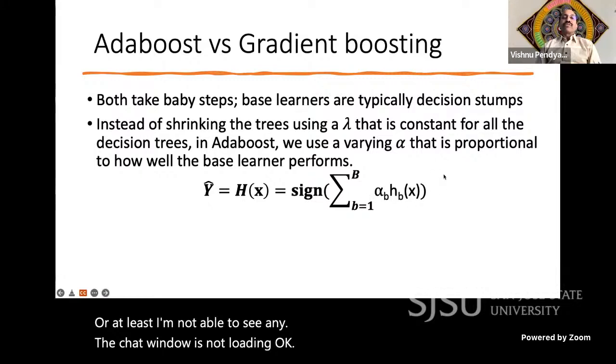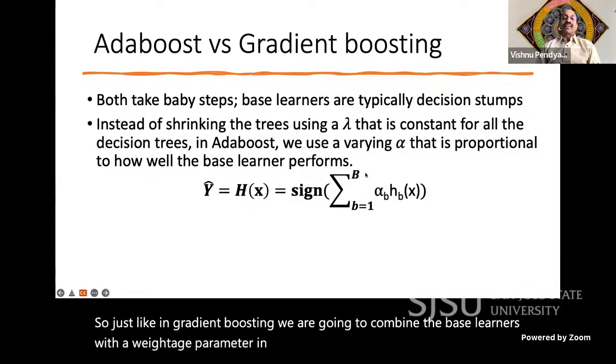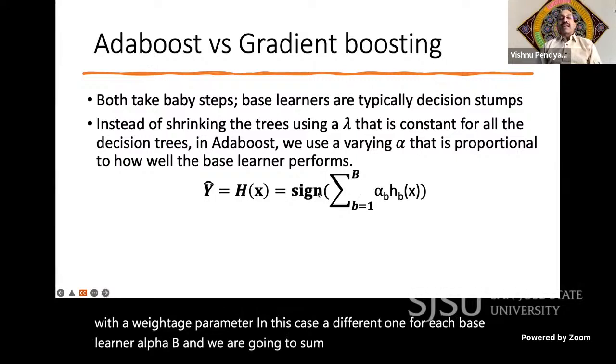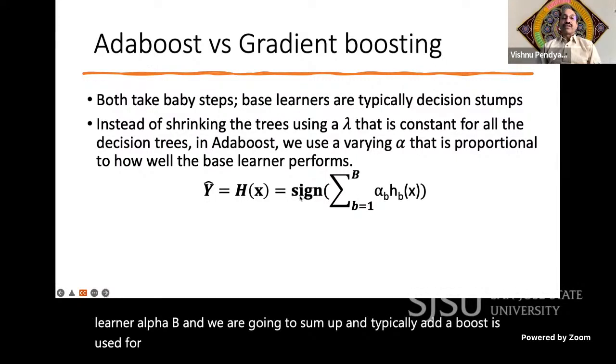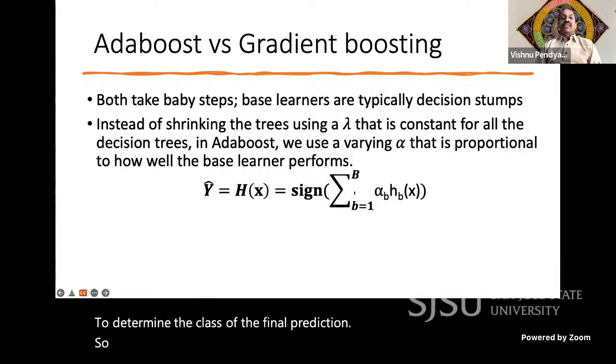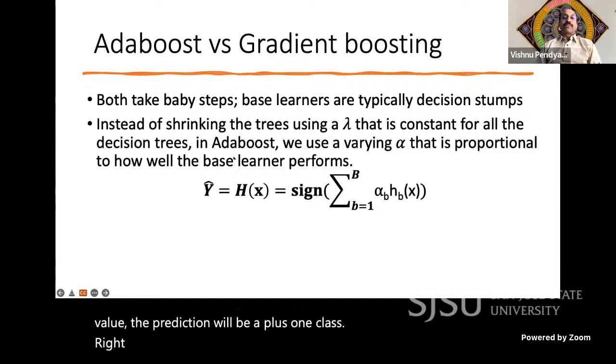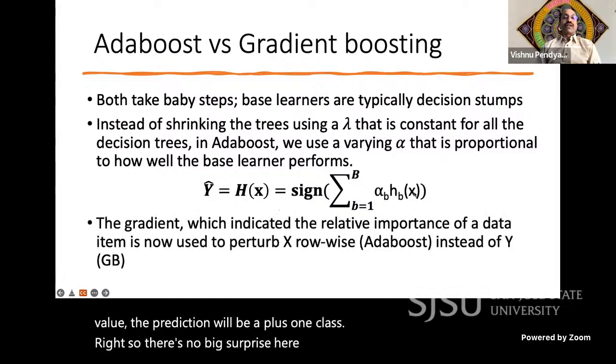So just like in gradient boosting, we are going to combine the base learners with a weightage parameter, in this case a different one for each base learner, alpha b, and we are going to sum up. Typically Adaboost is used for classification, so we use the sign function to determine the class of the final prediction. If this sums up to a minus value, the prediction will be -1. If this sums up to a plus value, the prediction will be the +1 class, right? There's no big surprise here, nothing new. We all know this.